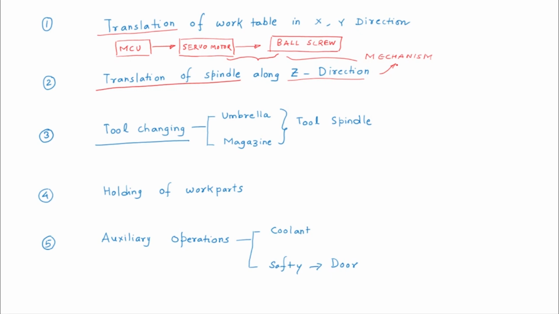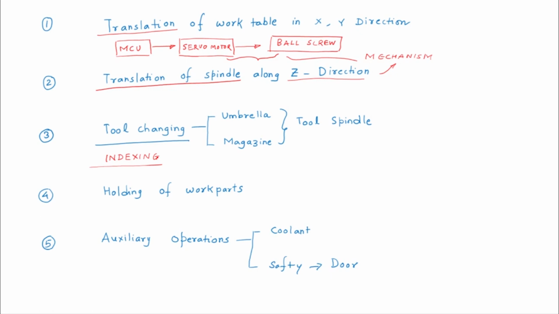In tool changing operation, as we have seen, we need to have the indexing. We don't require the continuous rotary motion of the umbrella. We need to have the rotary motion of the umbrella in incremental way. So for that purpose, we need to have an indexing mechanism.